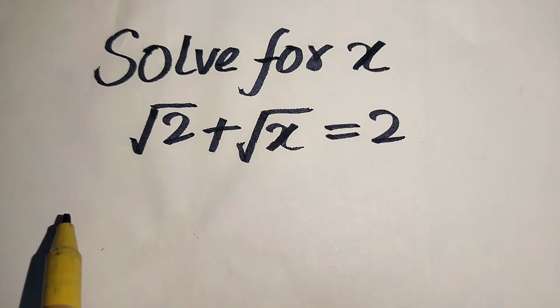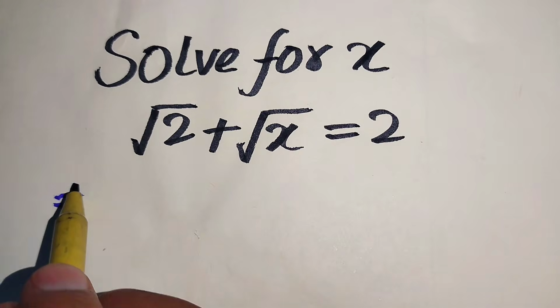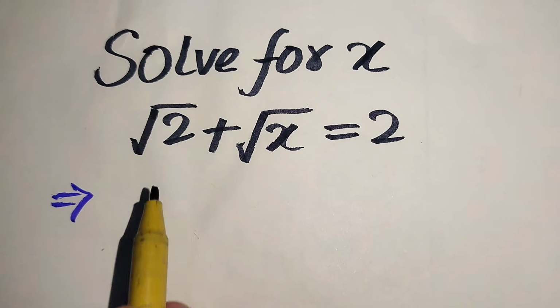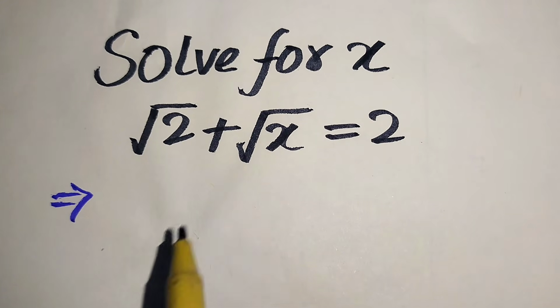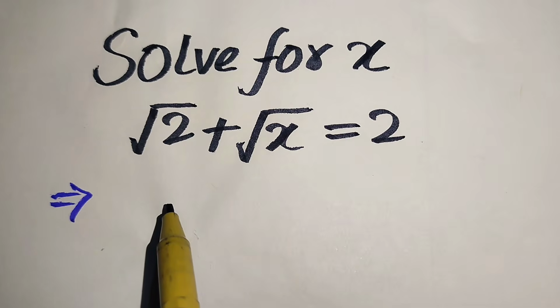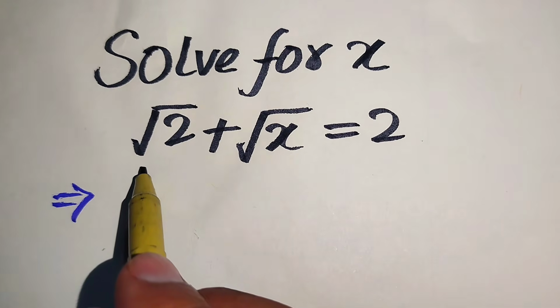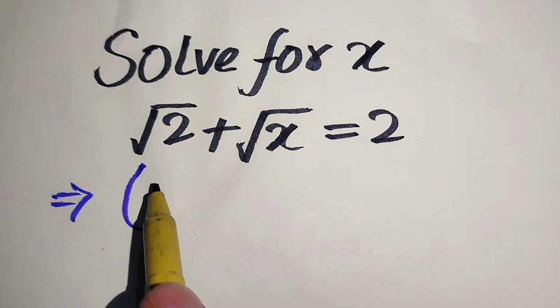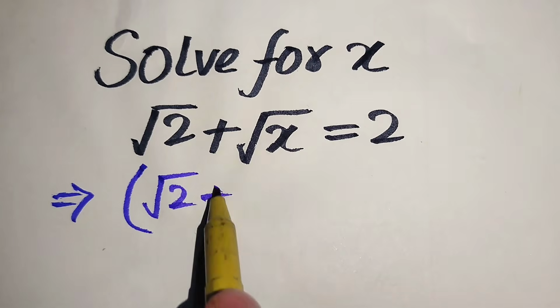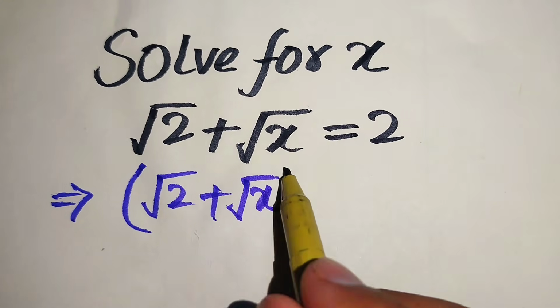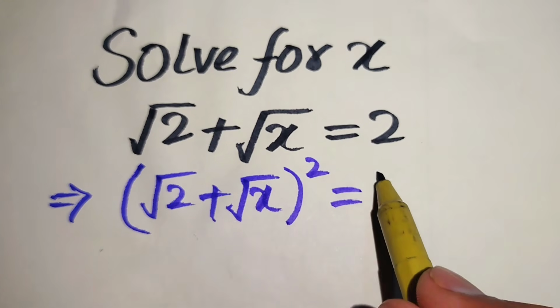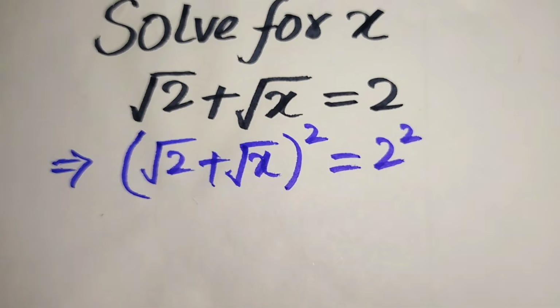First we need to take squaring on both sides in order to remove this square root sign. When we apply squaring, this will be written as (square root of 2 plus square root of x) whole square is equal to 2 square.